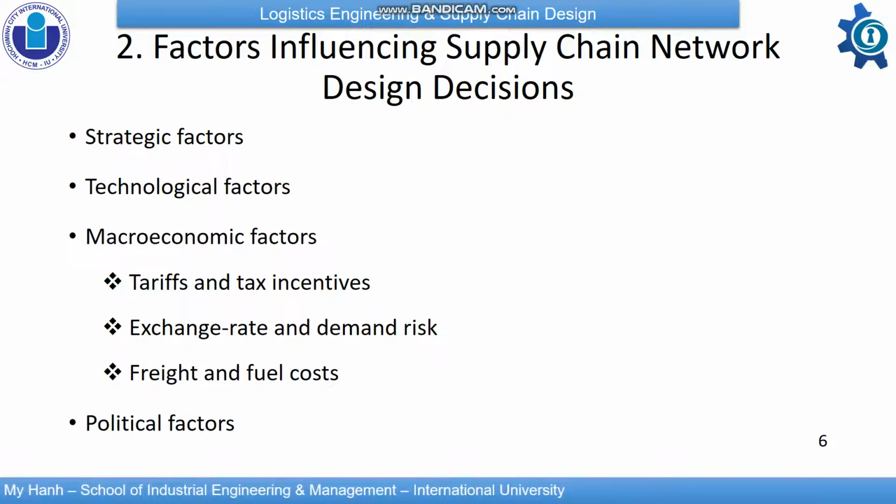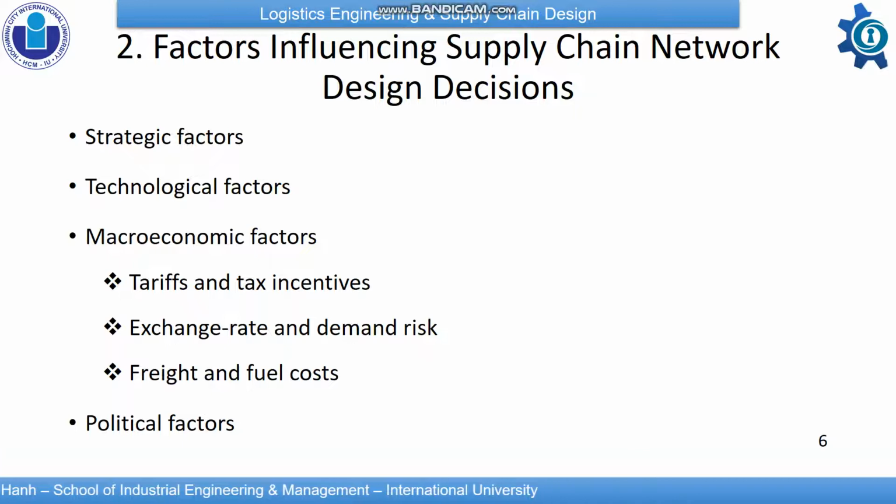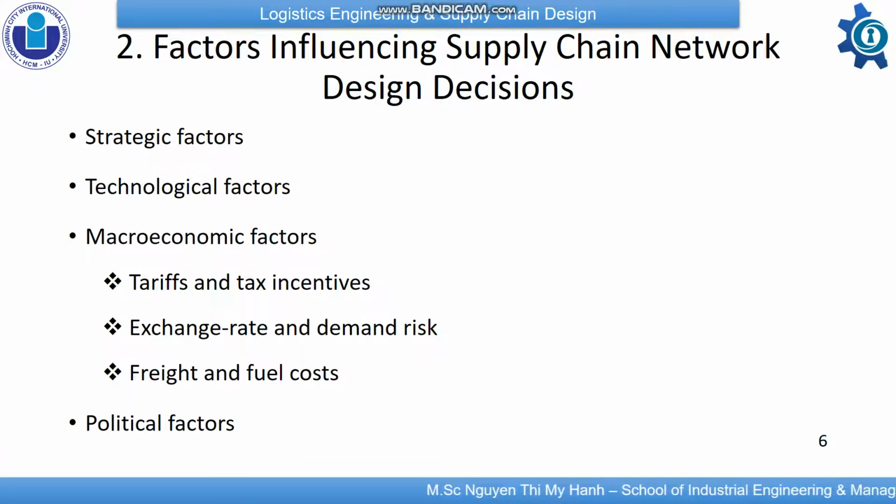No companies will prefer locating their facilities in a place like North Korea, or where the economy is not open, or in a country that has a lot of political issues. So we have to consider the government, the society, security, and economy.